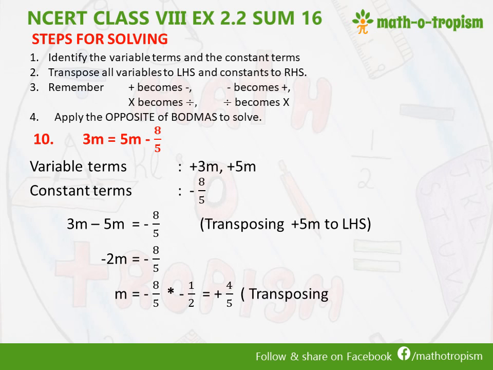So here it becomes -8/5 into -1/2, which is equal to 4/5. So transposing -2 to the RHS, m = +4/5. Thank you.